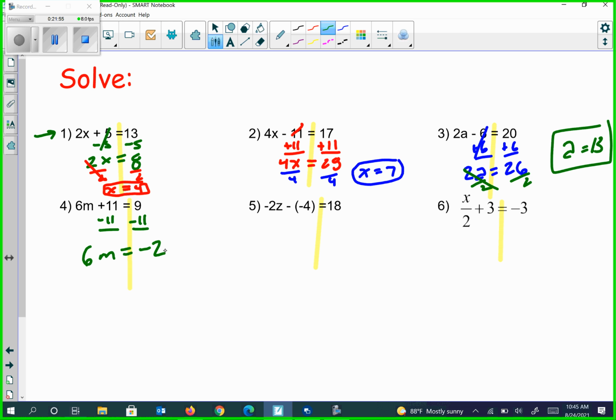Agree? 6 and m are being held together by multiplication, so I'm going to undo that by dividing, right? So that cancels. And then I can reduce. I know it's negative. What number goes into both 2 and 6? 2. 2 goes into 2 once. 2 goes into 6, 3. There we go.